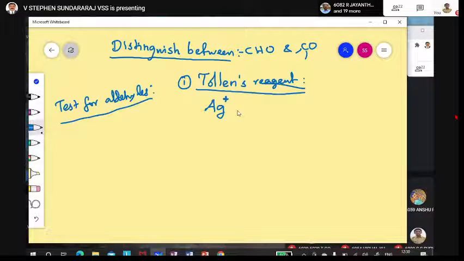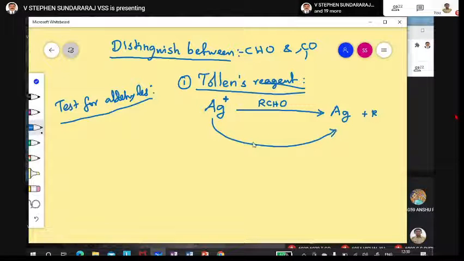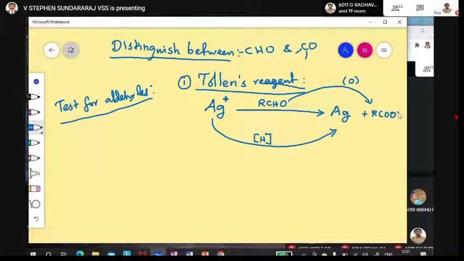Ag plus is actually there. Now this is RCHO, the aldehyde. Ag plus will become Ag. Is this oxidation or reduction? Reduction. That means definitely oxidation should happen here. What is this? RCOOH.